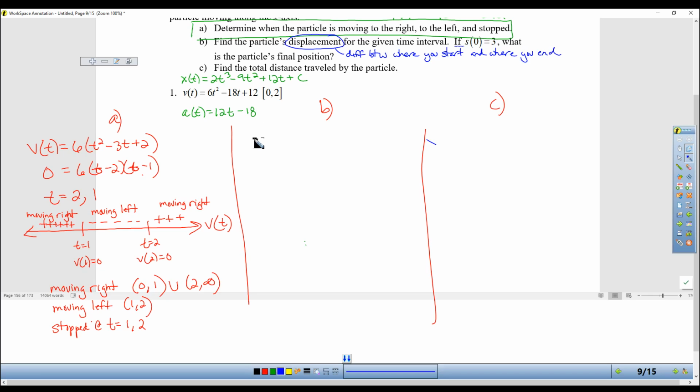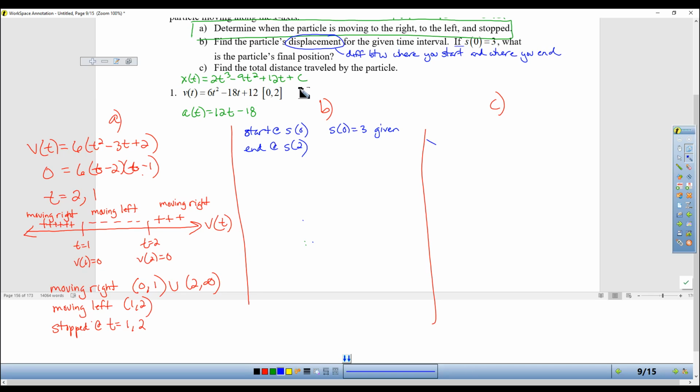So for part B, I'm only talking about the interval from 0 to 2. So I'm going to start at whatever position it is at 0, and I'm going to end at s of 2. They did give me something. They told me that s of 0 is equal to 3. That was given. So I really just need to find s of 2. So the question is, how do I find s of 2 if I don't have the entire s equation?